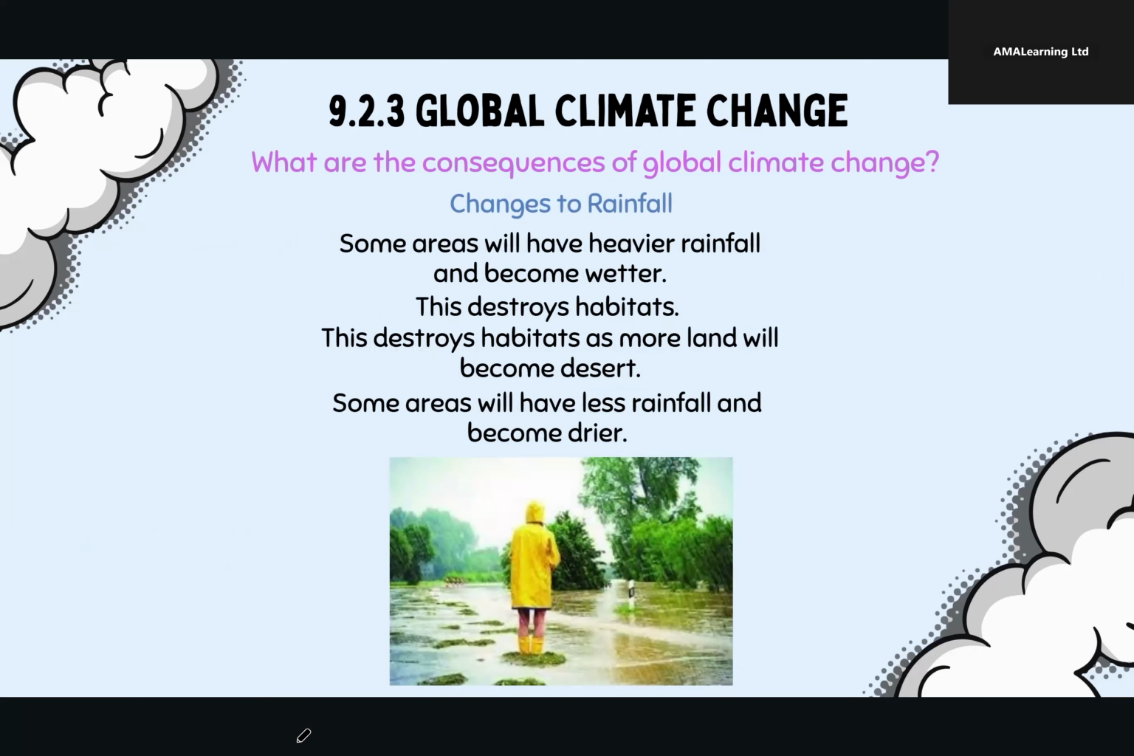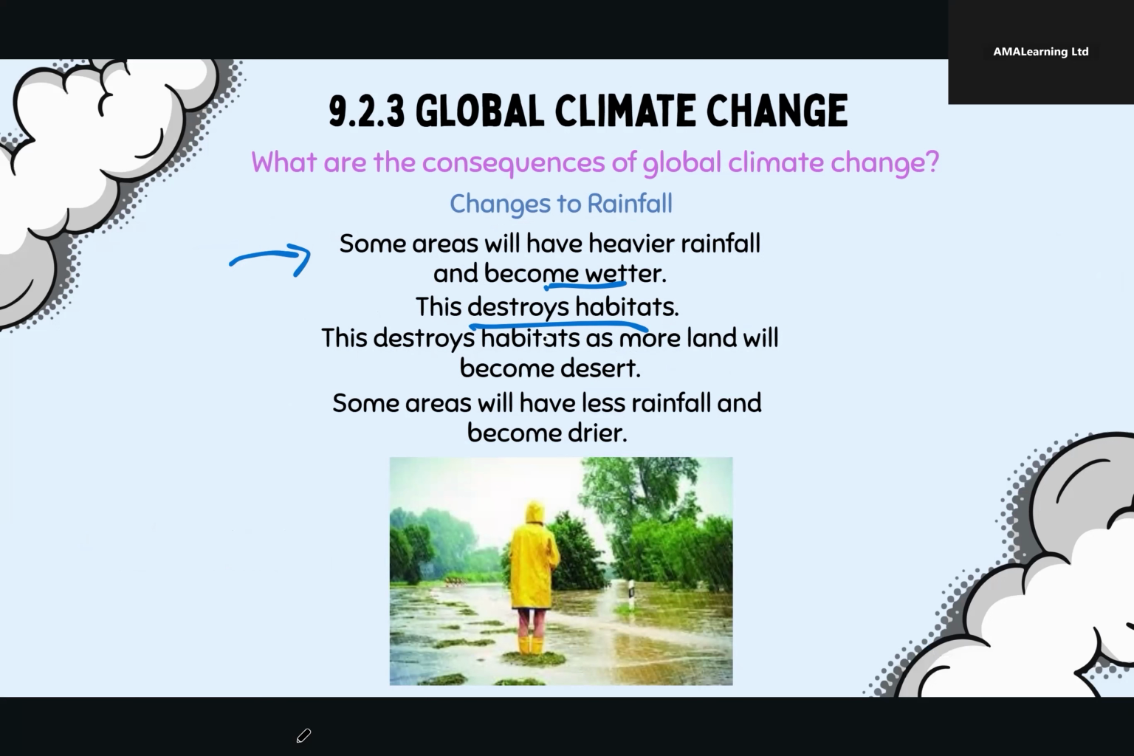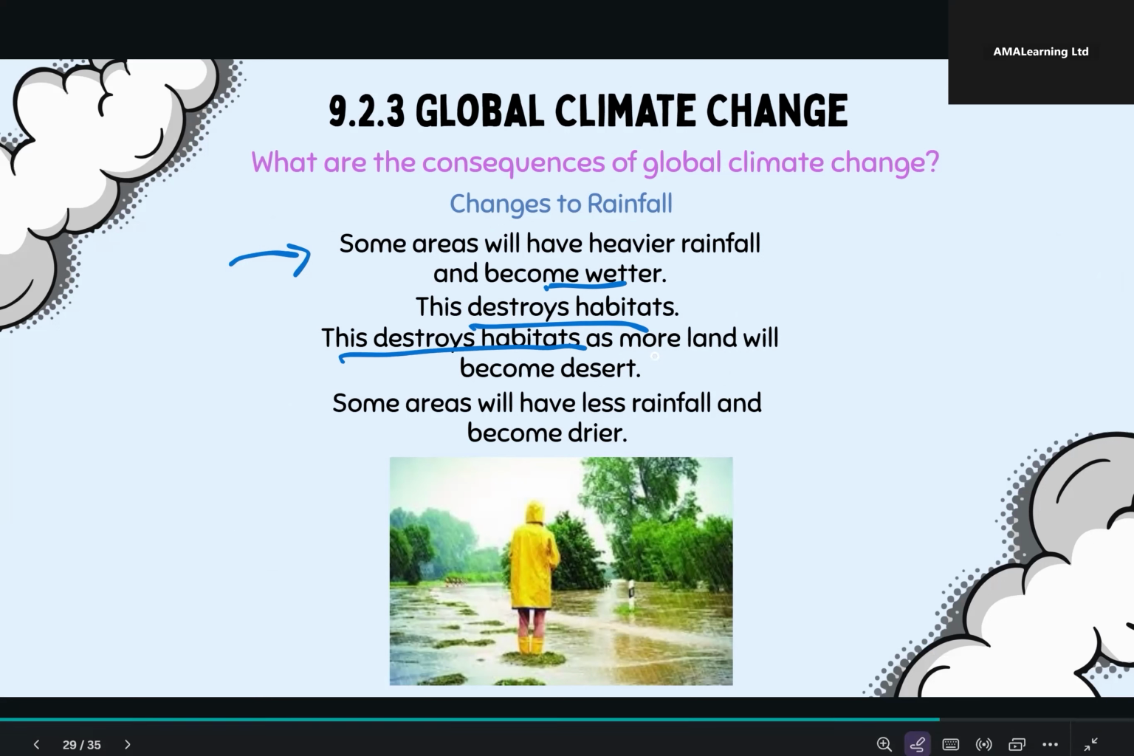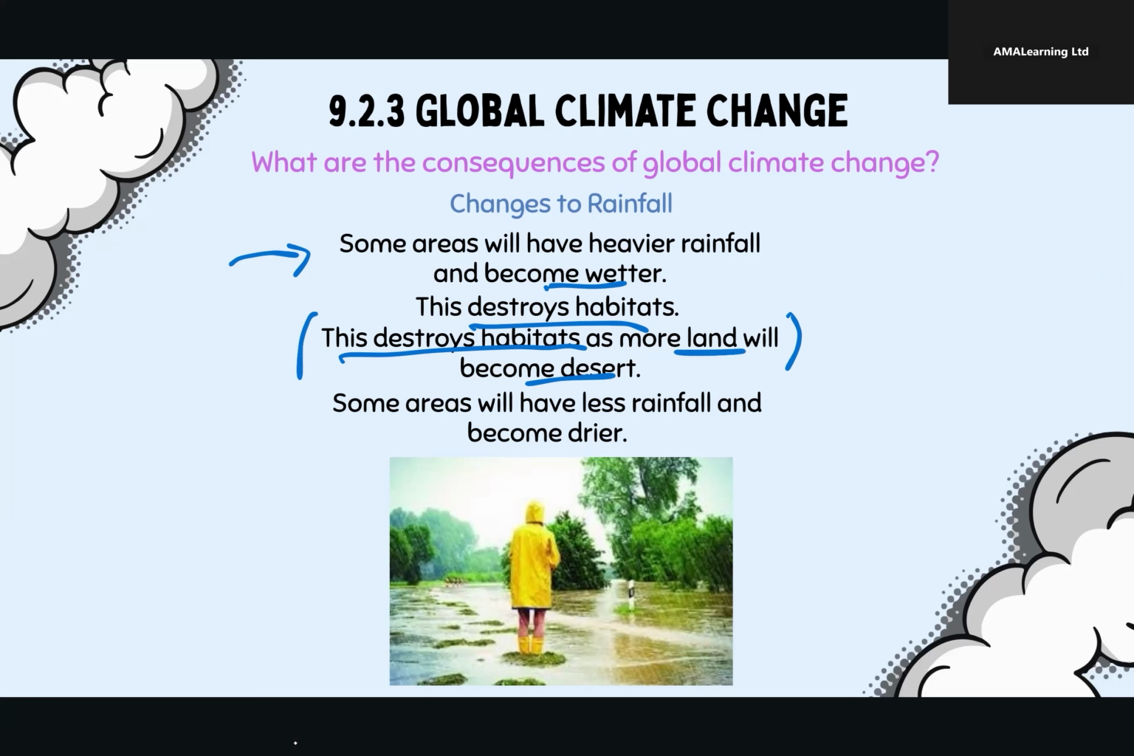Changes to rainfall. So some areas have now got heavier rainfall and become wetter. If it rains too much in an area, that can destroy habitats. And also, more land will become desert. This is more linked to if a place doesn't have as much rainfall, more land can become desert. And so some areas will have less rainfall and become drier.